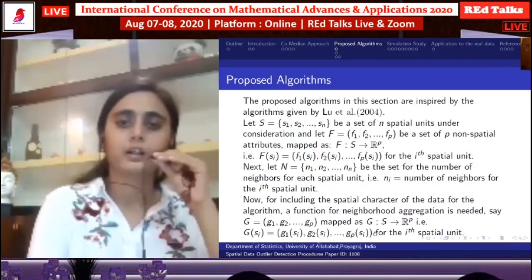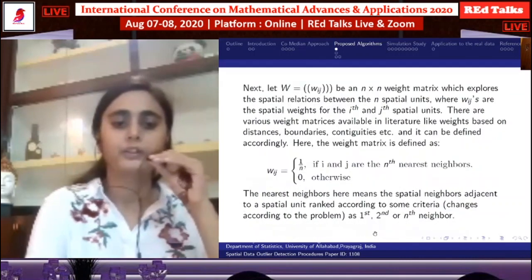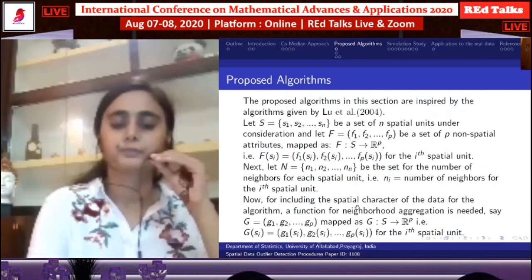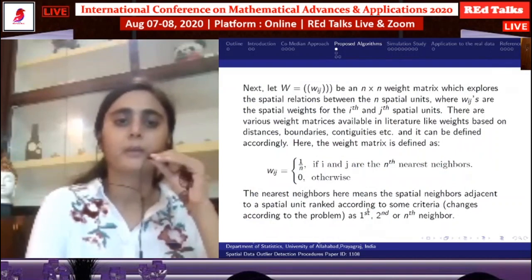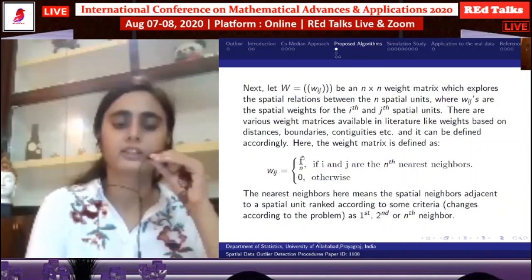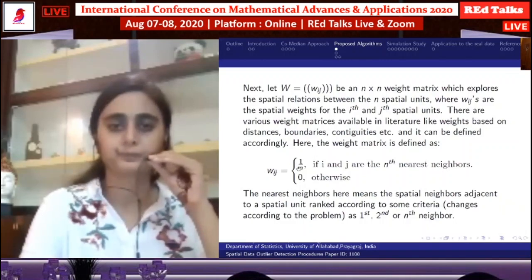Also, when this spatial character is used, it is also necessary to explore the relationship between the units. For that, a weight matrix is needed, where W_ij is defined as 1 by n if i and j are nth nearest neighbors and 0 otherwise. So if they are first nearest neighbors, it is defined as 1, and if they are second nearest neighbors, it is defined as 1 by 2, and so on.